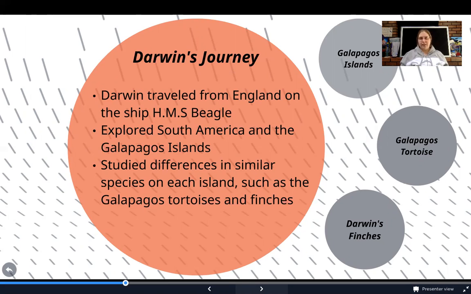And when he was there, he studied the differences in similar species. So he looked at different kinds of finches and different kinds of tortoises, and he looked at their similarities, yes, but also what made them unique. Specifically, the ones that we like to talk about the most are the Galapagos tortoises and the finches, and those are the ones that are most well known. It's not the only things he studied, but that's what we tend to think of when we talk about his studies. So we're going to show some examples of that and what he discovered.